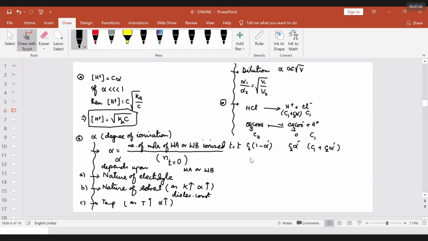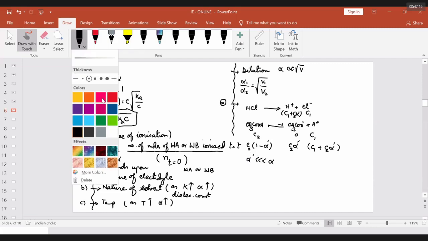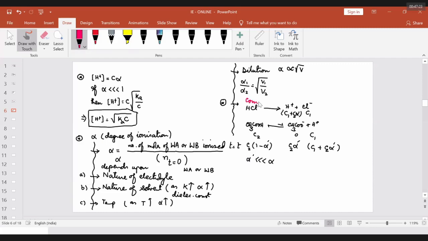And what is alpha dash? Alpha dash is very much less than alpha. And it is so because of one effect. What is that effect? That effect is known as common ion effect. Hence, degree of dissociation also depends upon a property called common ion effect.